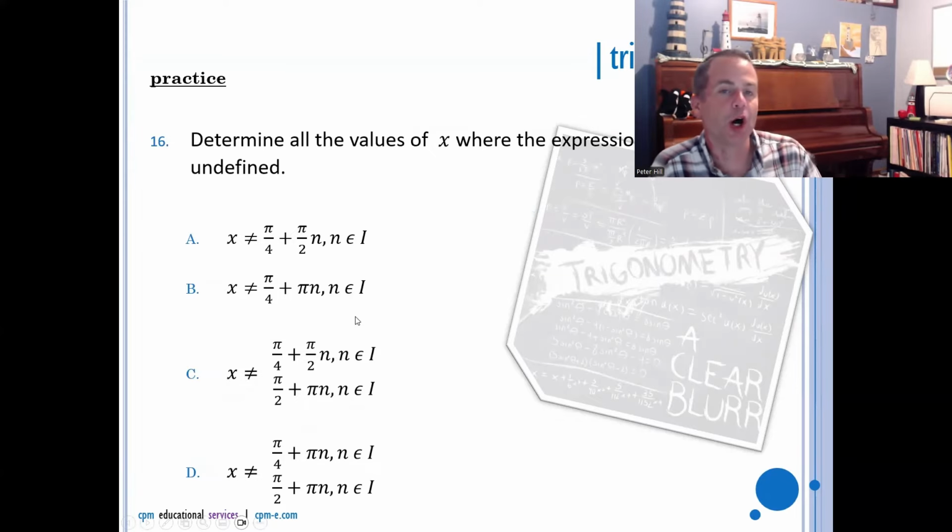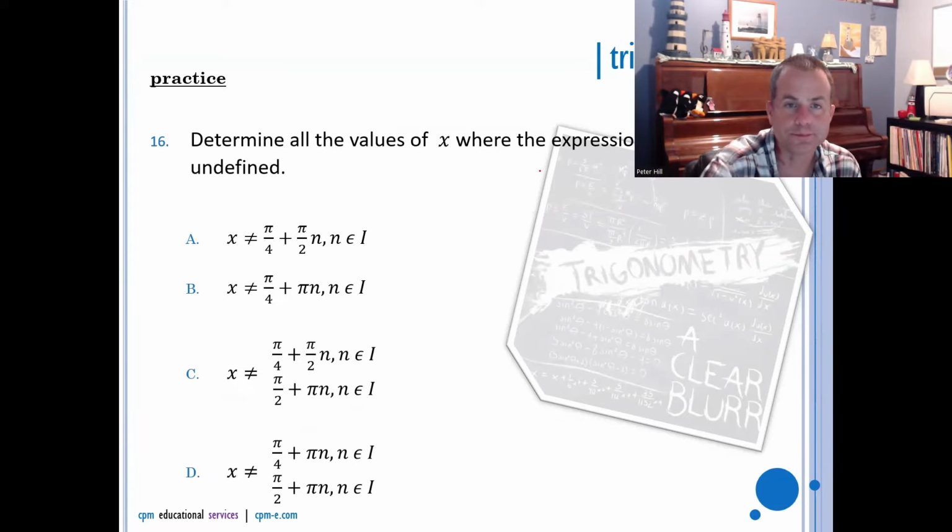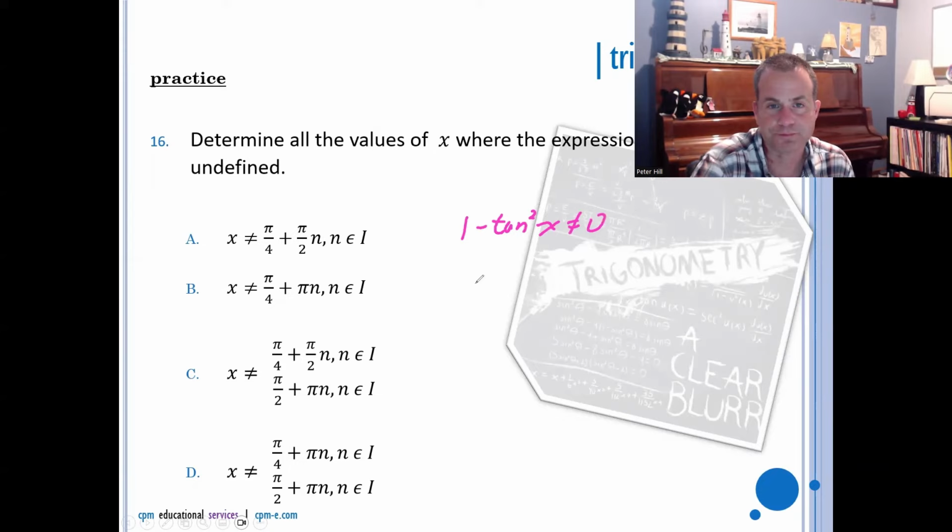Okay. Determine all the values of x where the expression sine x over 1 minus tan squared x is undefined. Okay, so couple of things. First of all, why are things undefined in the first place? I can't have 0 on the bottom of a fraction. So if I just pick on this guy for a sec, 1 minus tan squared x can't give me 0. Well, that means 1 can't equal tan squared x, which means tan x can't equal plus or minus 1 when I square both sides of that.